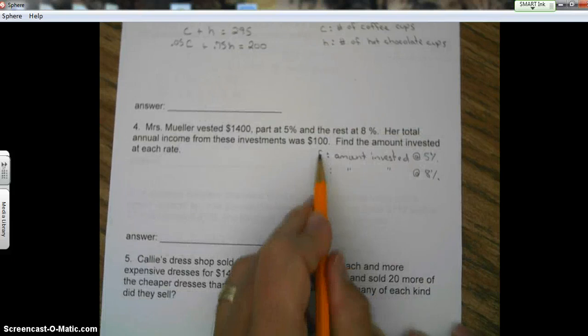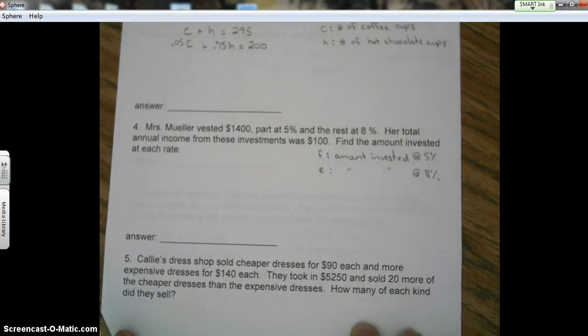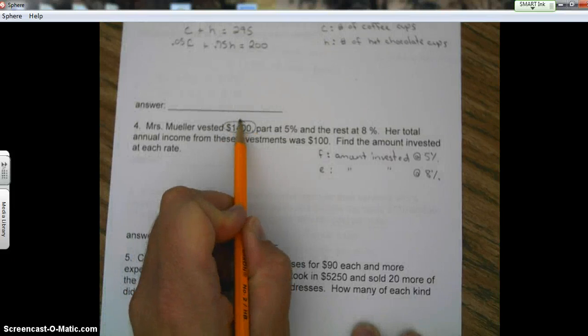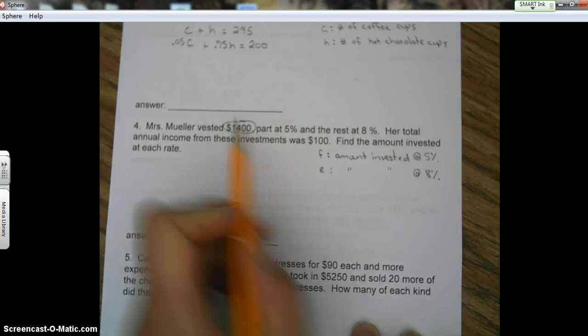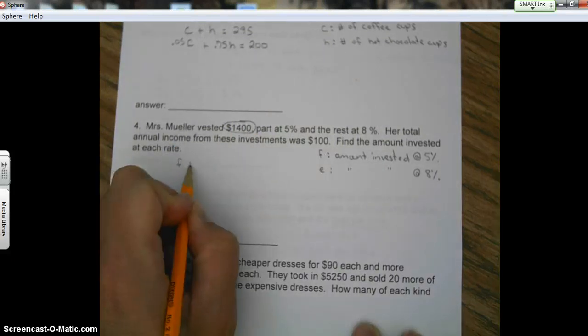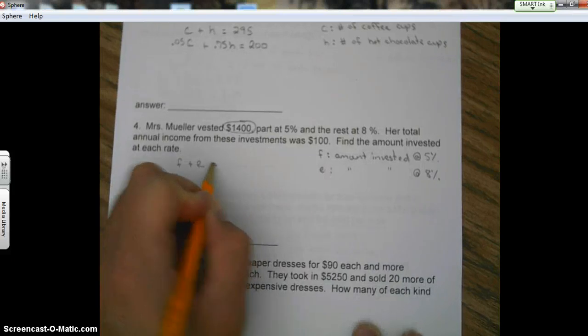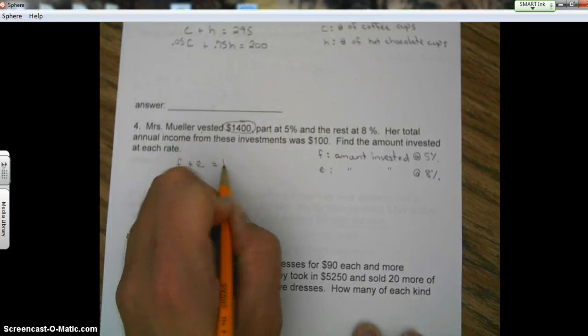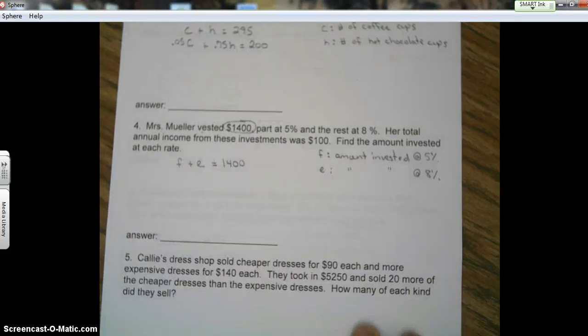So remember, we're looking for two amounts. Well, here's a total amount. So that should be an easy one to set up. The amount invested at 5% plus the amount invested at 8% gives us a total amount invested of $1,400. That's the total amount invested.